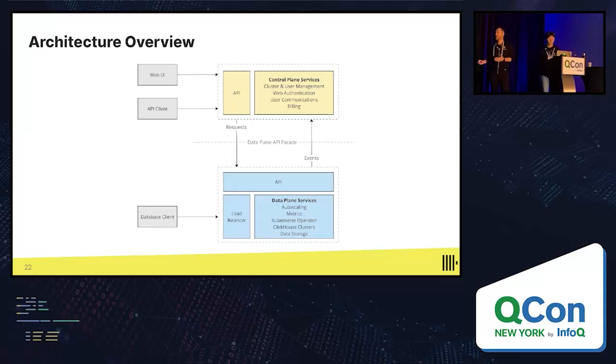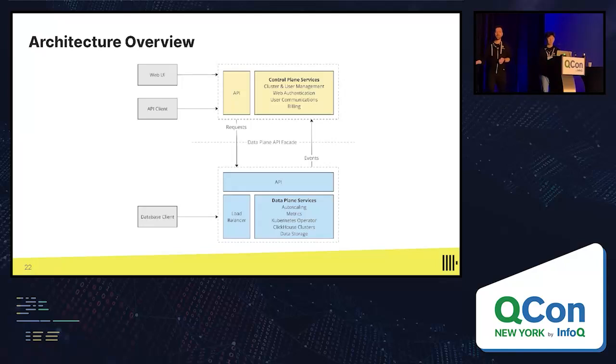On the other side of things, we have the data plane. This is essentially where the ClickHouse clusters themselves reside, as well as the data that belongs to those clusters. The data plane provides a number of subcomponents that offer additional features for ClickHouse in our cloud, including things like auto-scaling and metrics. And this is also where our Kubernetes operator lives.